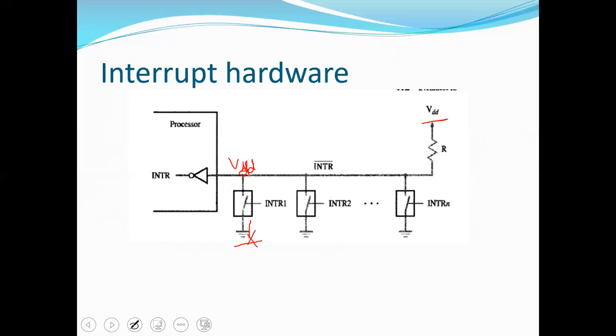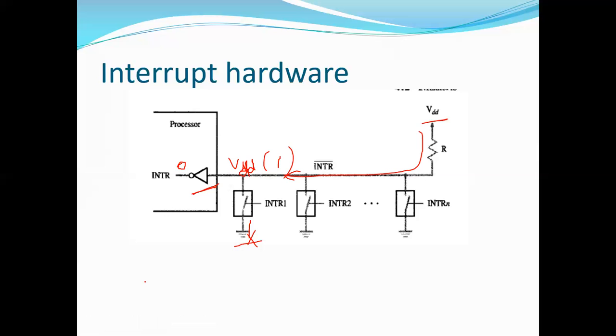And here at the end, you can see there is a NOT gate. That means if the voltage I consider as 1, high voltage, then it returns a 0, indicating that there is no interrupt from any of the devices. So it is said to be in an inactive state. The whole power is passed to this interrupt request line.